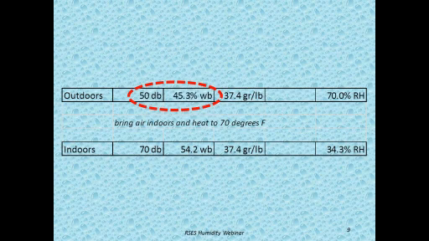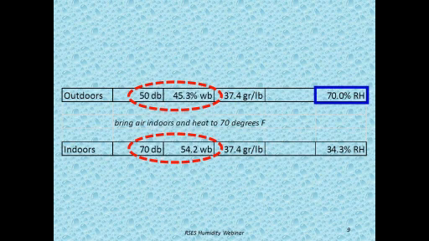Well, that air sample, we've got 37.4 drops of moisture per pound of air. That's 37.4 grains. That then gives me a relative humidity of 70%. Well, if I bring that air indoors, in other words, I allow that outside air to leak into my house or into my place of business, and I heat that air to 70 degrees, that 70-degree air would now have a 54.2 degree Fahrenheit wet bulb.